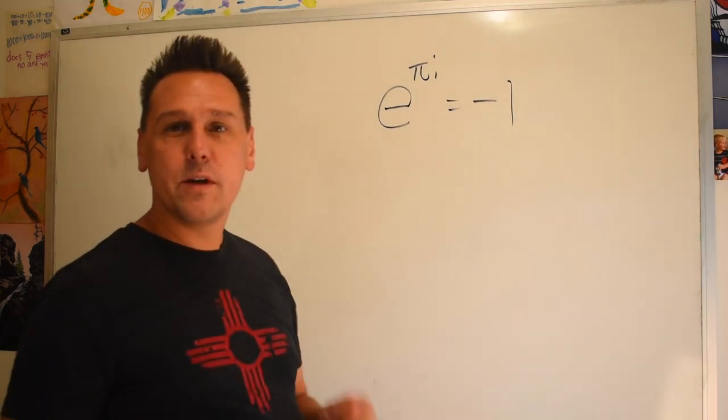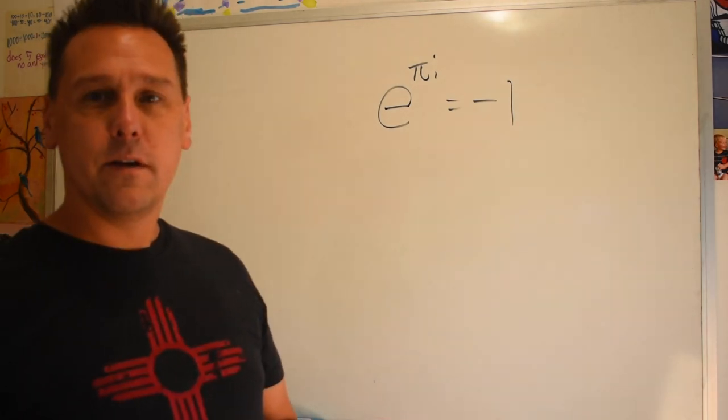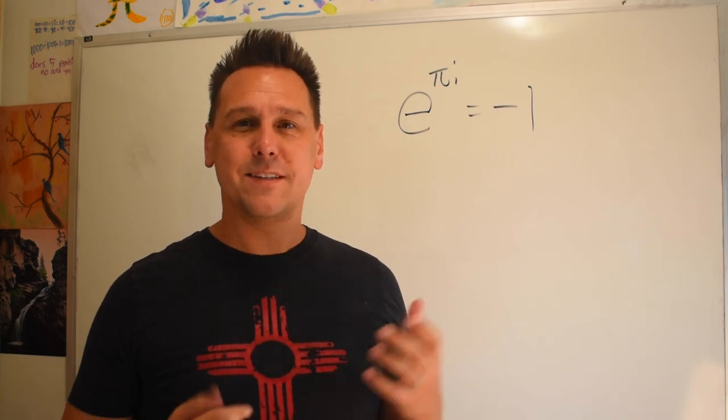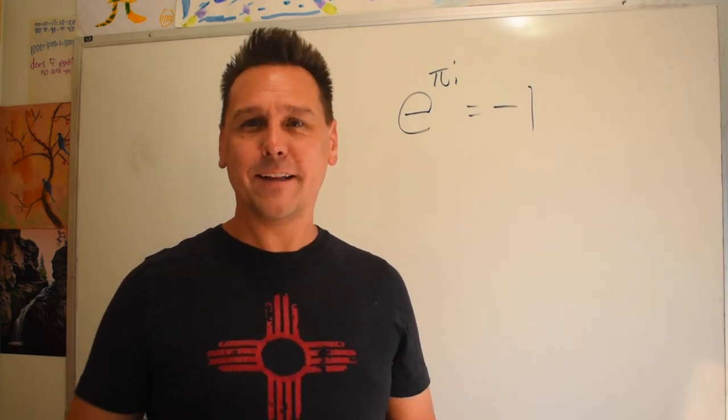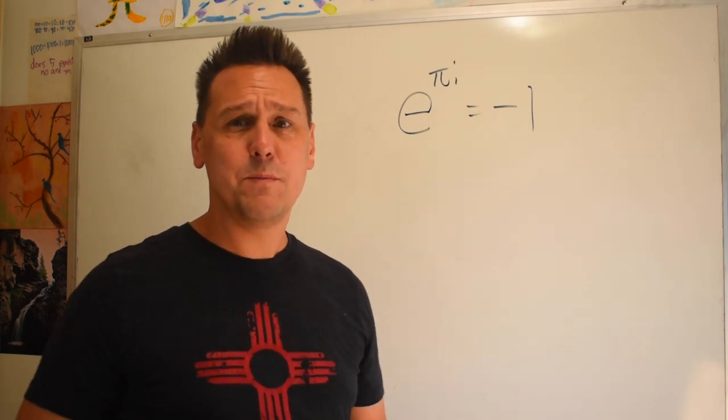Now this is the way you'll see this formula a lot: e to the pi i equals negative one. This isn't the way I was taught to write this formula, and I think there's something that's aesthetically wrong about writing it that way. It doesn't really matter, but it's something I've always been picky about.